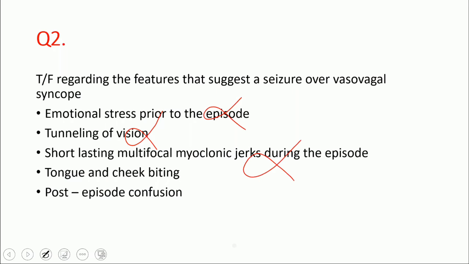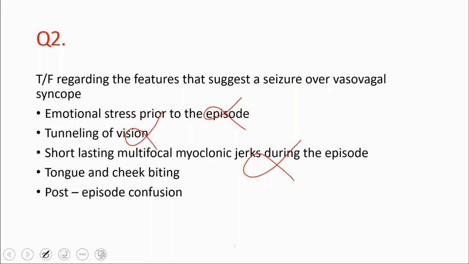Now, what are the things that suggest an actual seizure? Very importantly, a well-defined stereotypic aura before the episode might suggest a seizure. That's a strong suggestion. They will get this aura, the exact same thing every single time. It might be something very unusual. The word stereotypic there is important. So it's a very stereotypical thing that they get.